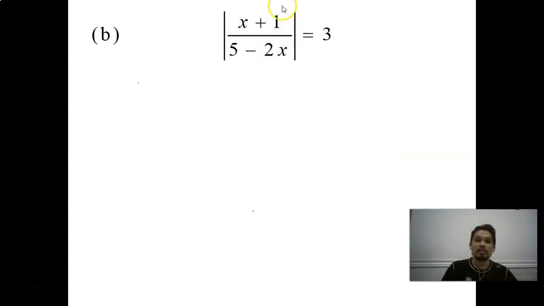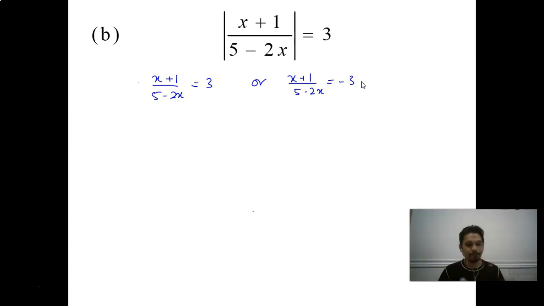Now, again, just imagine that these two have one definition, one positive and one negative. So we bring the negative up to the 3 here. What I'm trying to say is, it's just like this example: x plus 1 divided by 5 minus 2x equals 3, or x plus 1 divided by 5 minus 2x equals negative 3, bringing the negative to the 3 here. Since this is an equation, we use cross multiplication. So x plus 1 equals 3 times 5 minus 2x, and also here, x plus 1 equals negative 3 times 5 minus 2x.